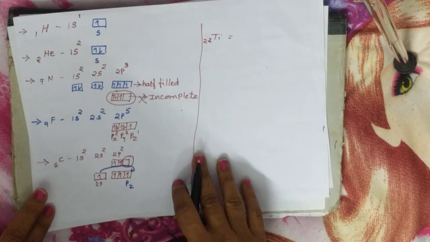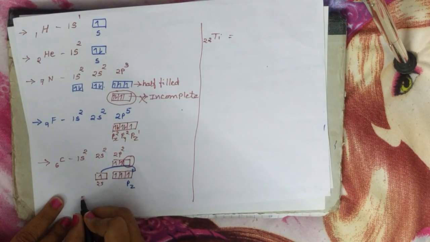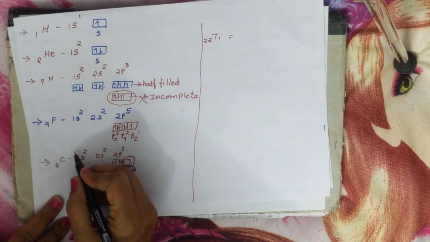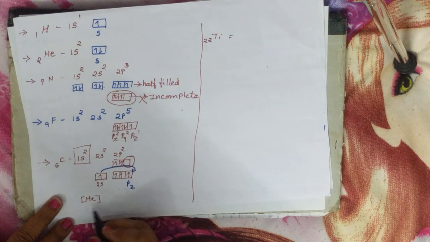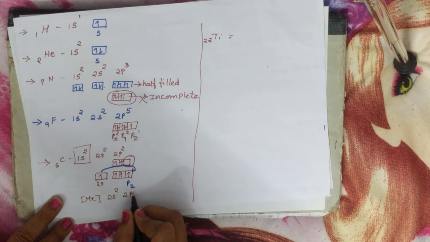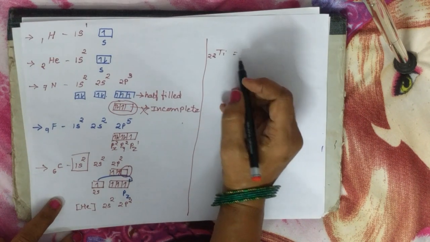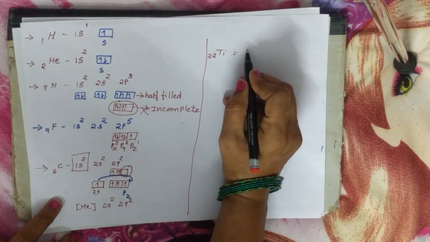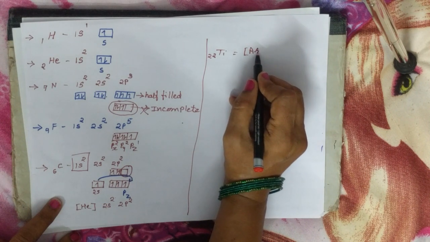Suppose for carbon you want to write, then for carbon you have 1s2, for which you can write helium instead, and then 2s2 and 2p2. In the same way, for titanium we have argon, which has atomic number 18.